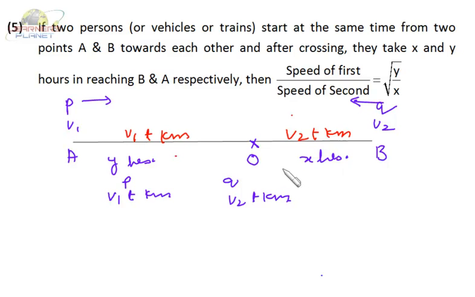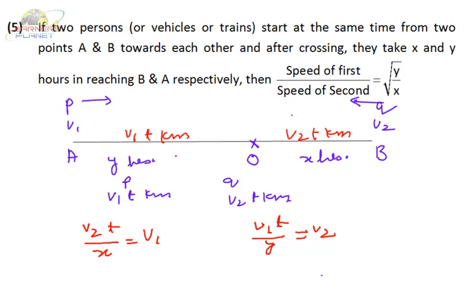Now, as given, P is covering this distance, that is V2t kilometers, in x hours. So what is the speed of P? That is V2t by x. That is the speed of P, and we have assumed the speed of P as V1. Similarly, Q is covering this distance, that is V1t kilometers, in y hours. So what is the speed of Q? It is V1t by y. And we have assumed the speed of Q as V2.